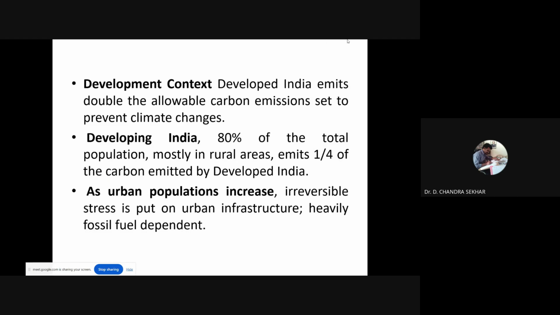In the development context, developed India emits double the allowable carbon emissions set to prevent climate change. In the name of development, or in the name of developing India, we have 80% of the total population in rural areas, and we emit one quarter of the carbon emitted by developed India. Due to these carbon emissions, our urban population increases, and irreversible stress is put on urban infrastructure by heavy burning of coal or fossil fuel. So all these are dependents.